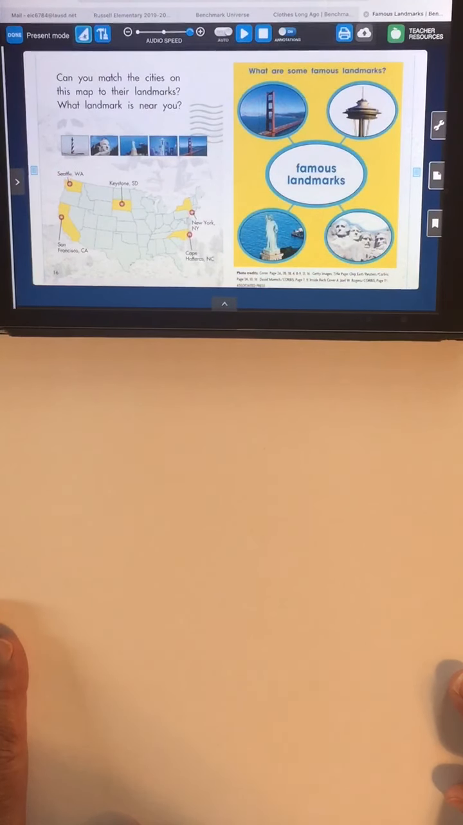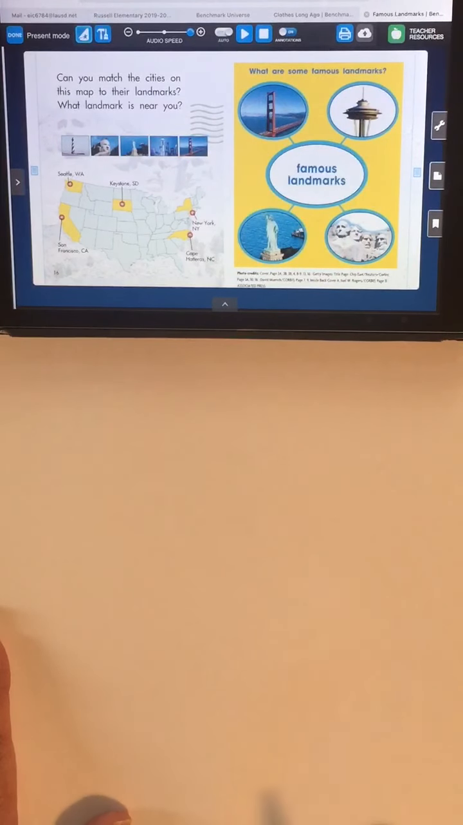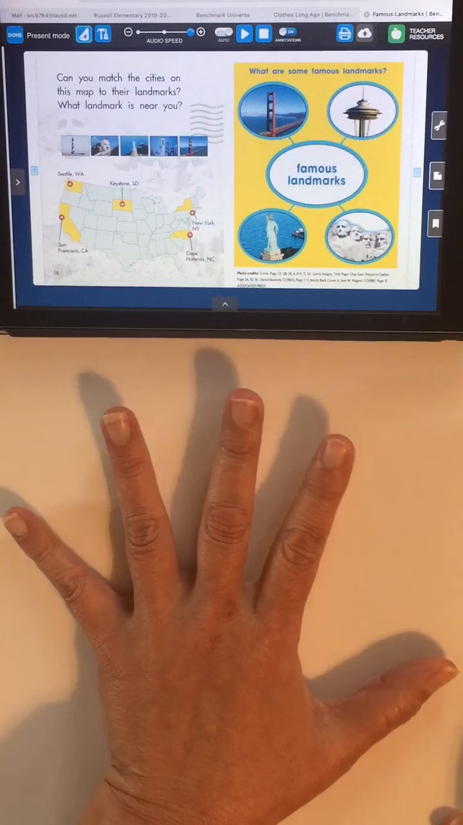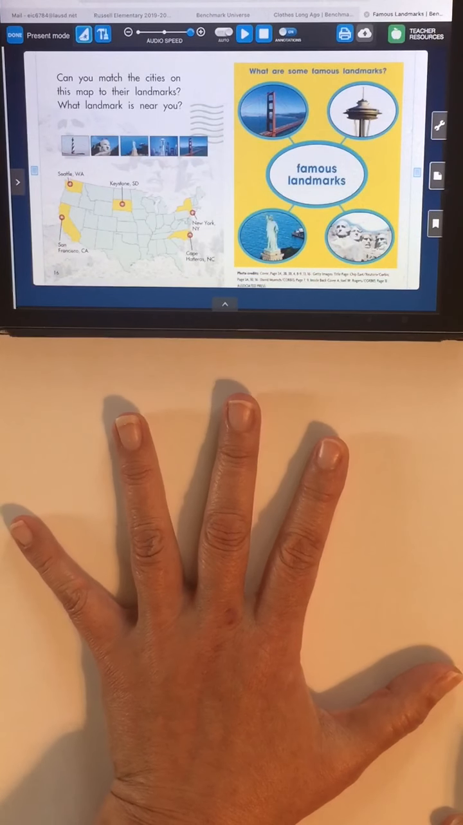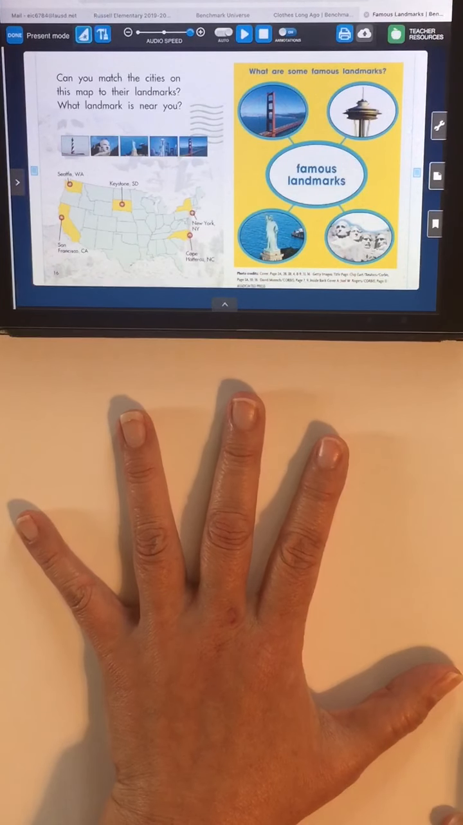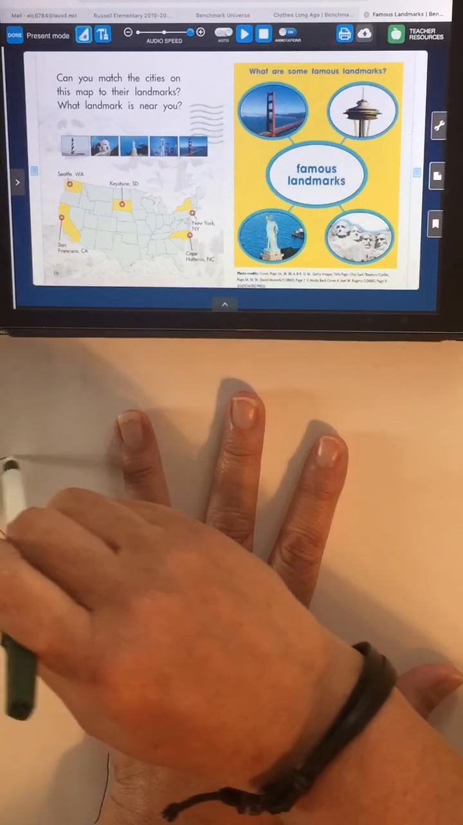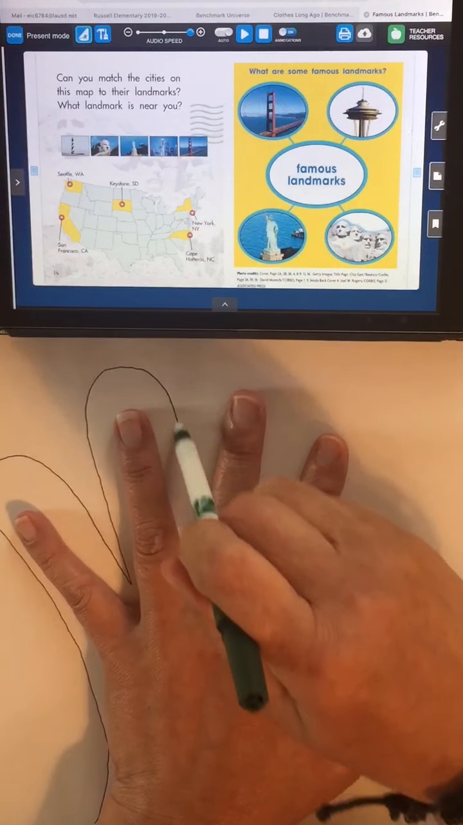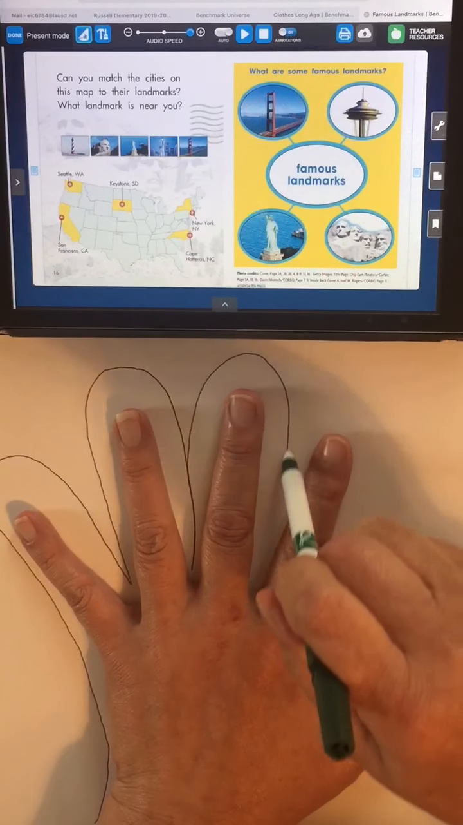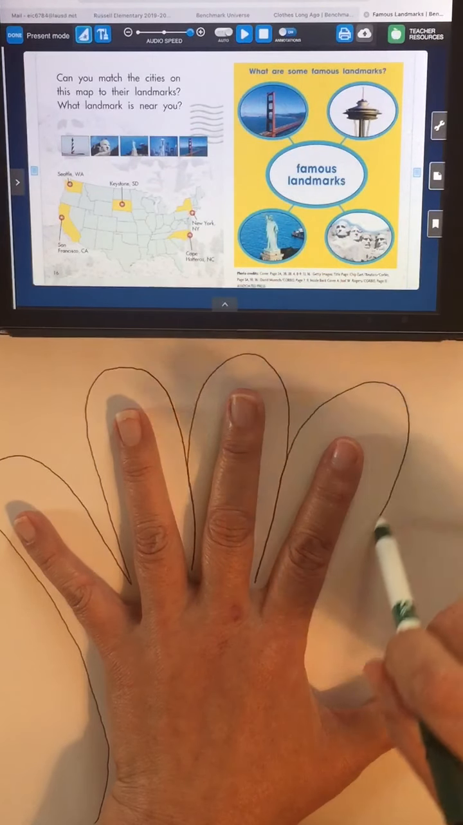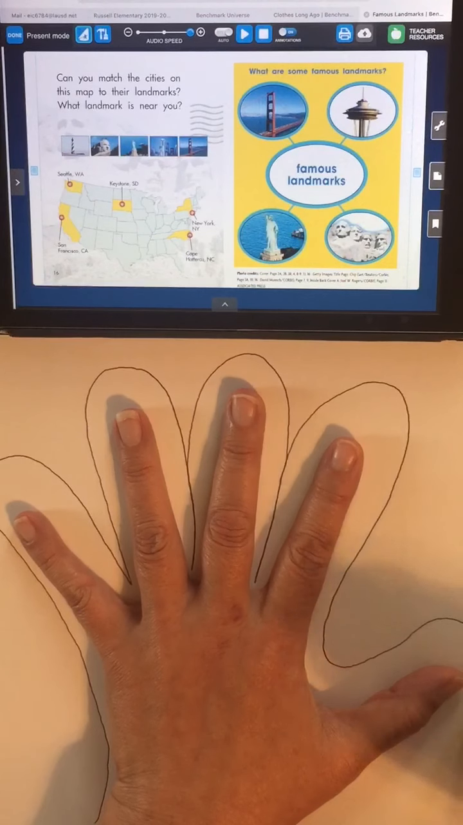So for your activity, here's what I want you to do. I want you to get a paper. You're going to open your hand on the paper and you're going to trace your hand nice and big. It does not have to follow your fingers. That way, we can write inside our hand.